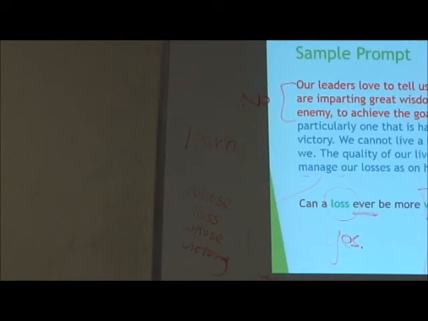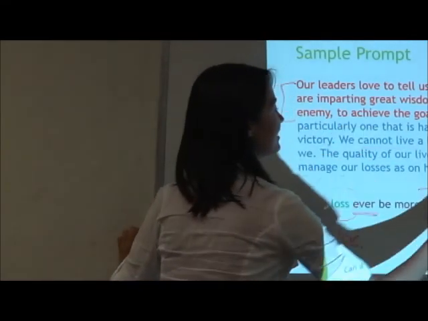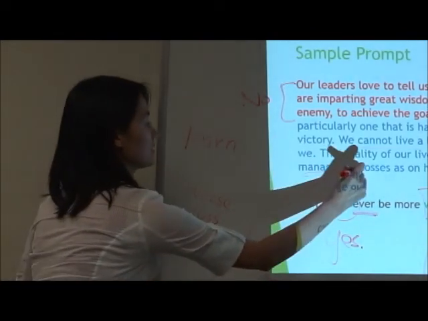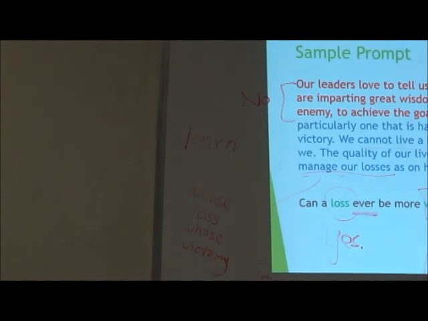We cannot live a life full of victories, nor should we. So this could be one paragraph, right? The quality of our lives depends as much on how we manage our losses as on how we achieve our victories. So this could be another paragraph, right? So you kind of have your essay structure given to you, if you're stuck, because they give it to you in the prompt.